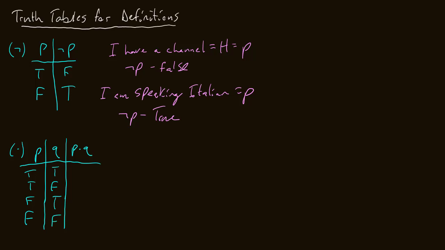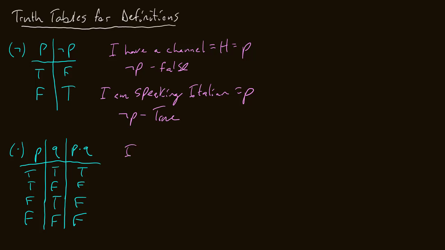So, in the case that both P and Q are true, then the expression P and Q is true. If one of P or Q is false, then the entire expression P and Q is automatically false. And then if both of them are false, then the entire expression itself is false. Now let's look at an example in English to represent this, right?